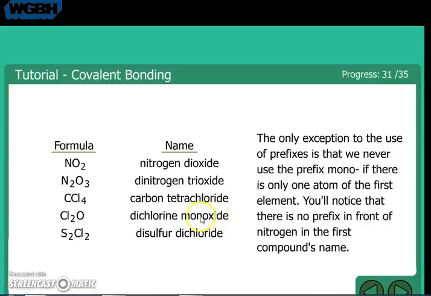So we do not use mono only if mono comes with the first element. But if mono needs to come with the second element, we keep it. That's just one of the rules of naming covalent compounds. You can now answer question number 20.